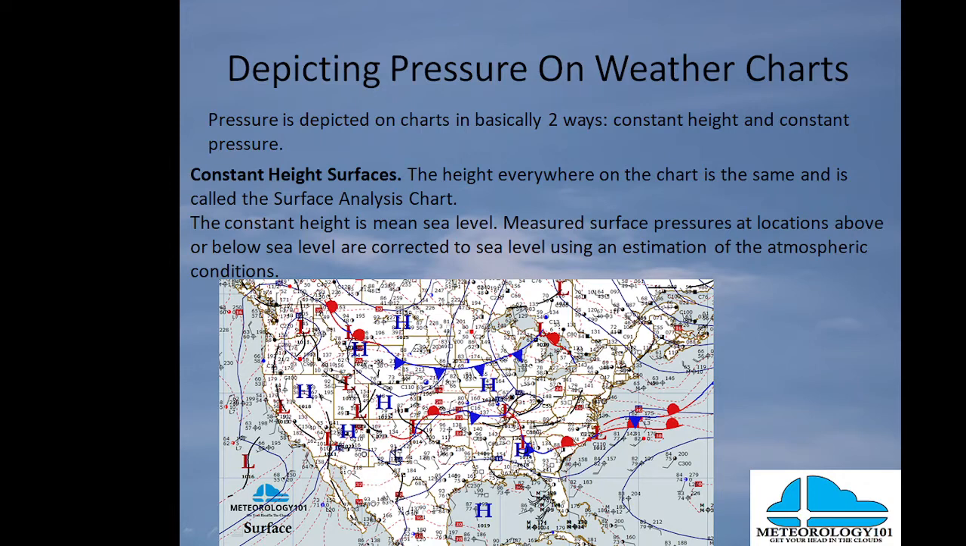Now, these are all corrected for sea level. Measured surface pressures at locations above or below sea level are corrected for sea level using estimation of the atmospheric conditions. So, like I said, these are corrected for sea level, and that's mainly for aircraft. So, after the chart is plotted, these are computer generated fronts.